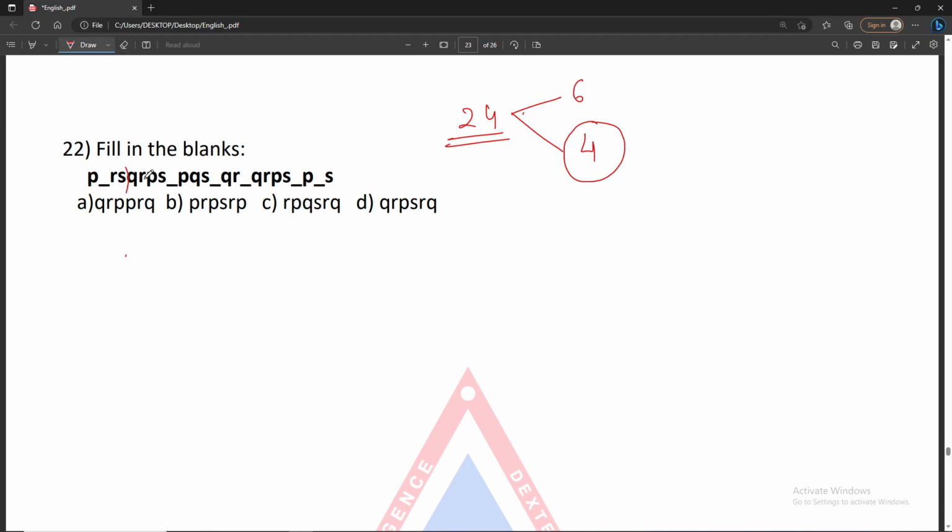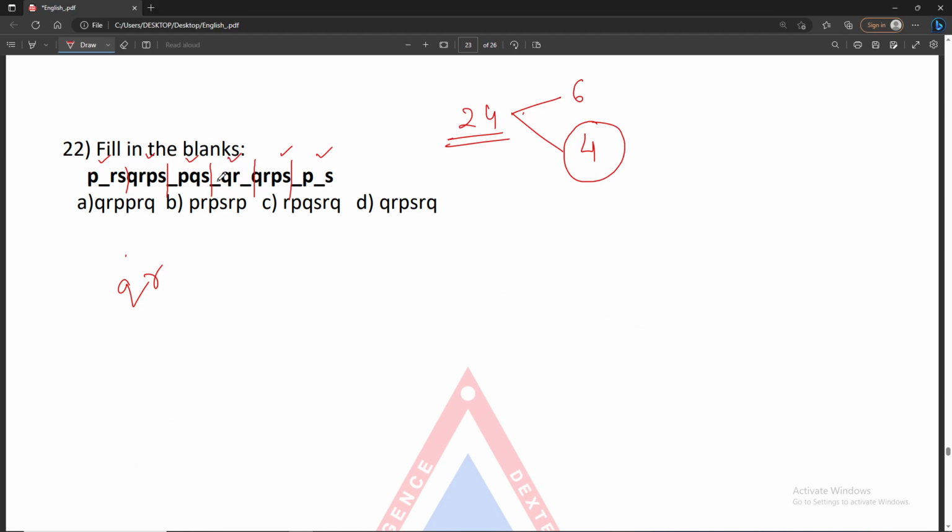So the letters should be broken like this: 1, 2, 3, 4 here, 1, 2, 3, 4 here, 1, 2, 3, 4 here, 1, 2, 3, 4 here. So we have 6 parts: first, second, third, fourth, fifth and sixth part. You can see P, something is missing, PQ, so we can write Q is missing for the first part. Then we have R, Q, R, P, S. Then we have dash P, Q, S. We can see R is missing, we can write R. Then you can see dash Q, R, dash is missing.